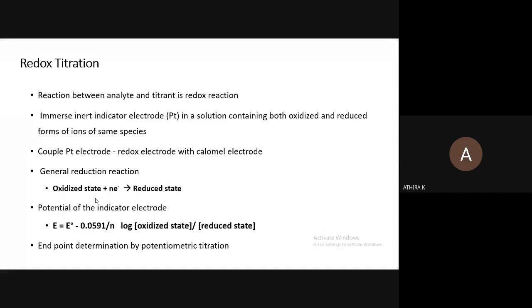And we can determine the potential of the indicator electrode using this equation, our Nernst equation. E equals E0 minus 0.0591 divided by n, log of the concentration of the oxidized state divided by the reduced state. This is how we can determine the potential of the indicator electrode. And the endpoint determination can be done by potentiometric titration.